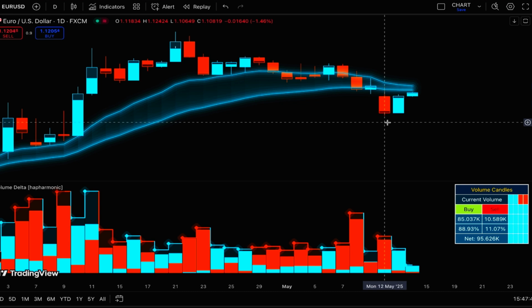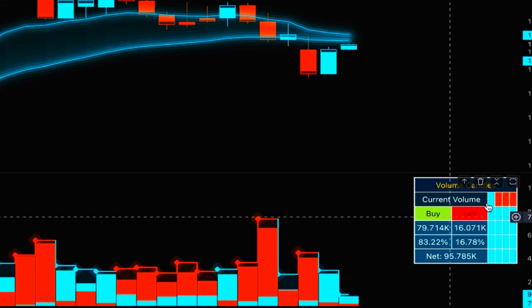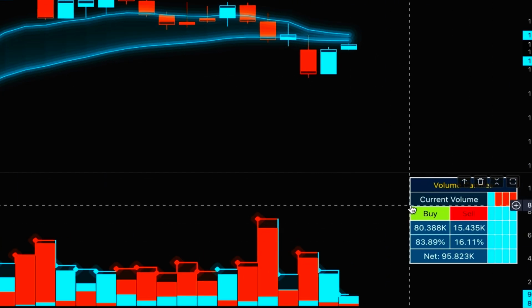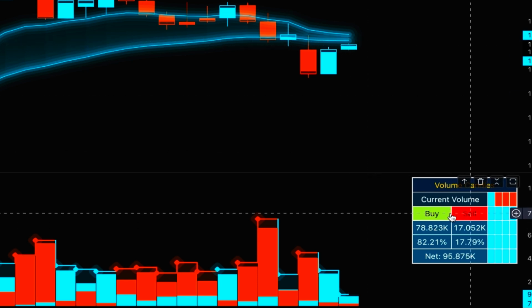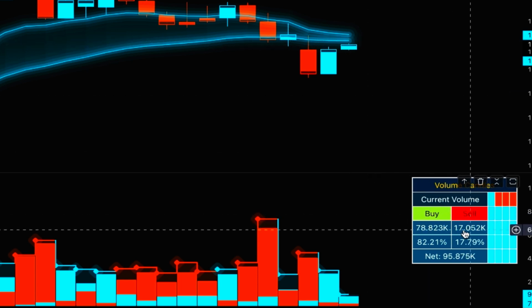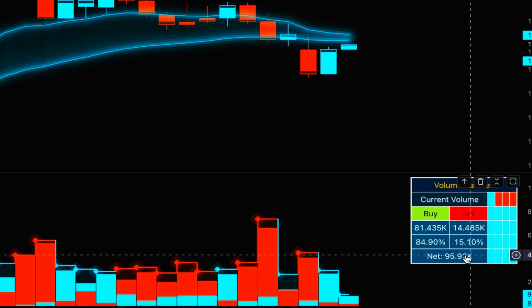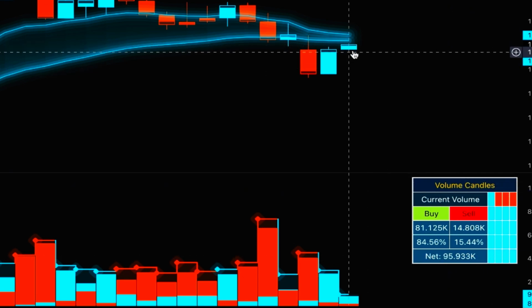This is not just an ordinary volume indicator, and besides giving you the total volume for each period, it also gives you information about buying and selling volume separately for each time period. Here you can see that we have a table and it shows live information for the current candle that is forming. It shows the amount of buying and selling volume separately, their percentages, and the net amount of volume until now for this current candle that is forming on the chart.